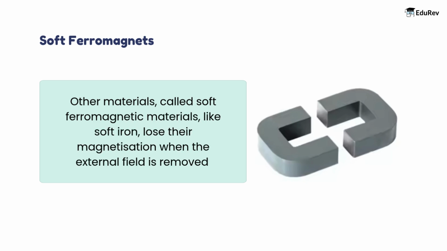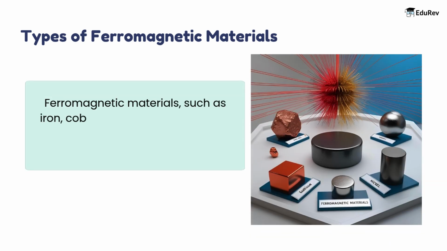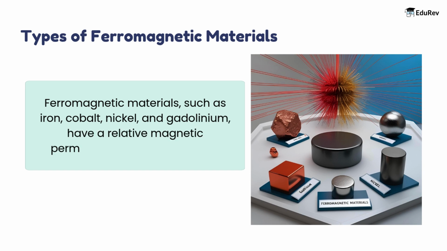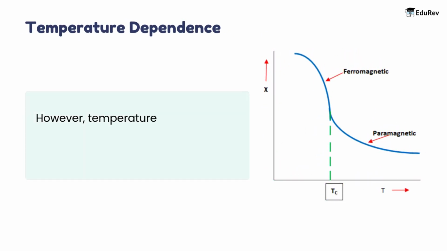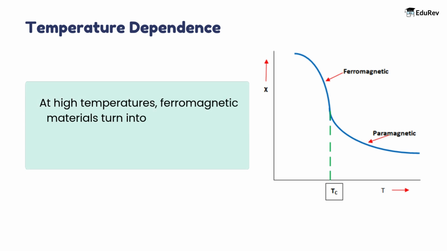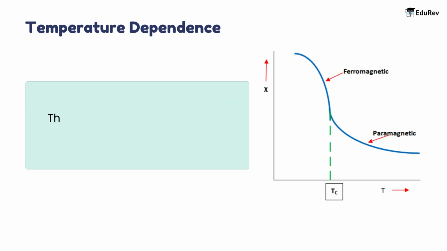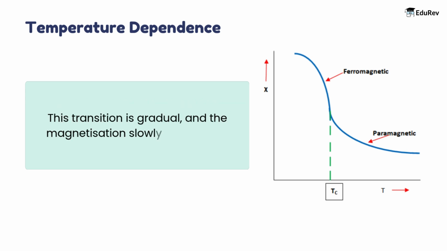Ferromagnetic materials, such as iron, cobalt, nickel, and gadolinium, have a relative magnetic permeability greater than 1000. However, temperature plays a crucial role. At high temperatures, ferromagnetic materials turn into paramagnetic materials as their domain structure breaks down. This transition is gradual, and the magnetization slowly disappears.